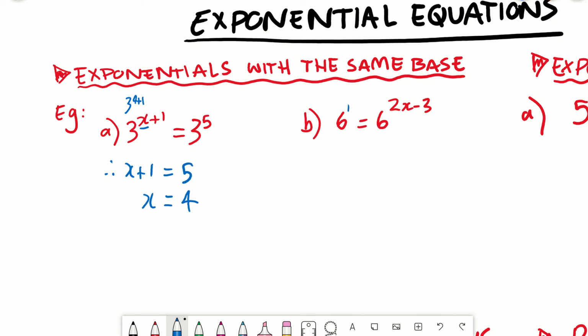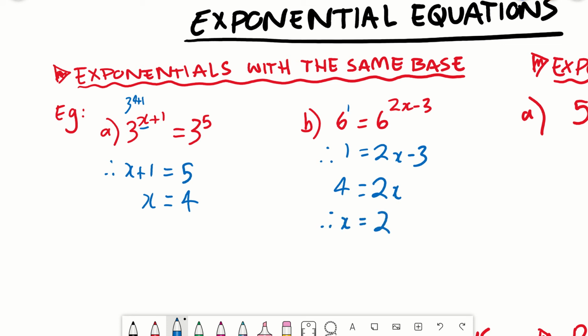So the next one, we know that any number on its own has a power of 1. So then we can say, therefore, 1 is equal to 2x minus 3. So then we have 4 equals 2x, so therefore x equals 2.